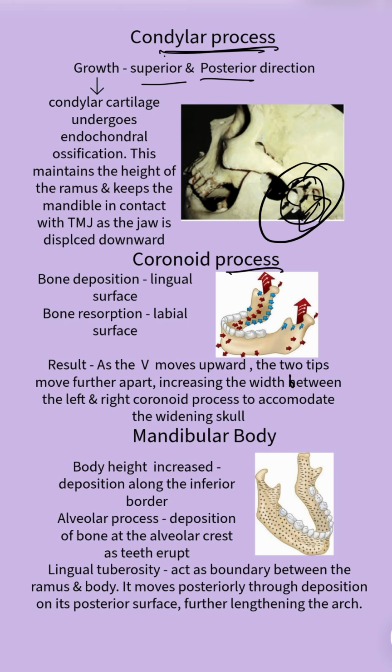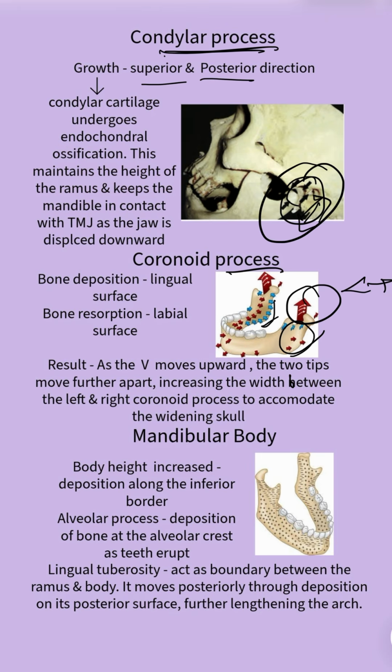Then the coronoid process: bone deposition on the lingual surface and bone resorption on the labial surface. Result: as the V moves upward, the two sides move further apart, increasing the width between the left and right coronoid processes to accommodate the widening skull.